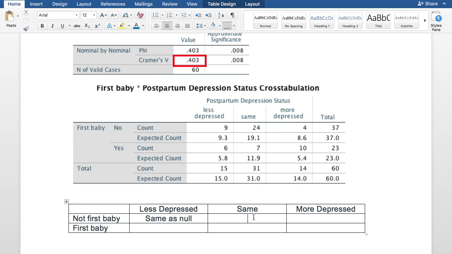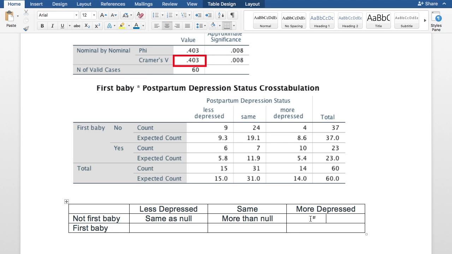Now I'm going to move over to the next box. So for those women whose level of depression did not change after having their baby, and who have had a baby before, it is not their first baby, we have 24 in that category, and we expected to have 19. So there are a few more than what we would expect under the null. So down here, I'm going to say more than null.